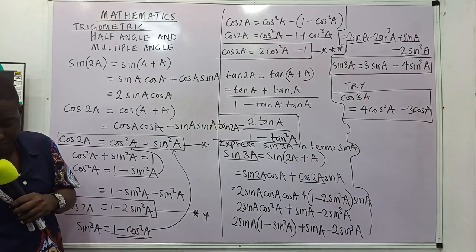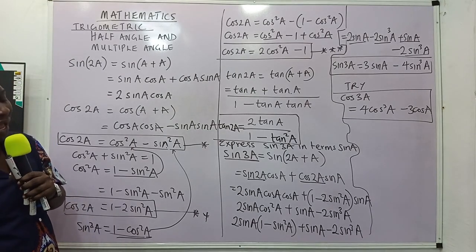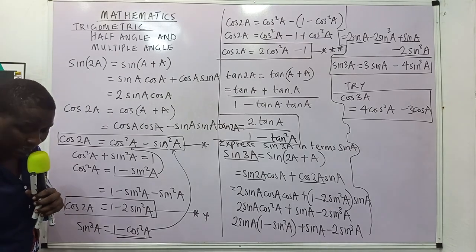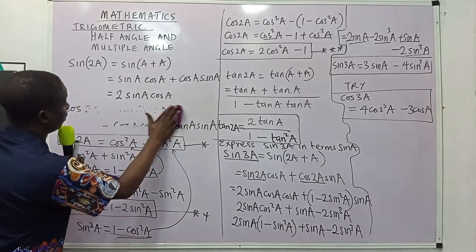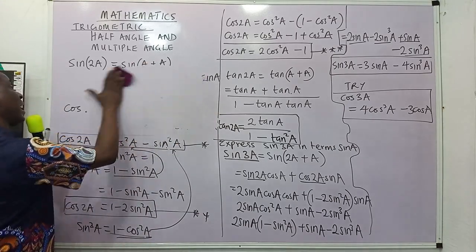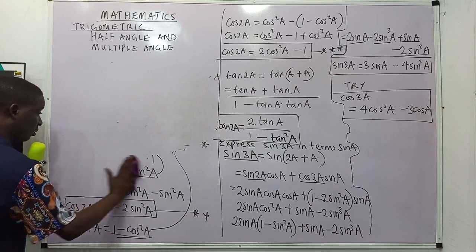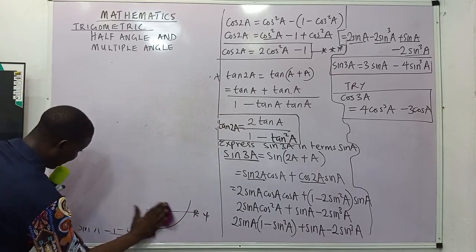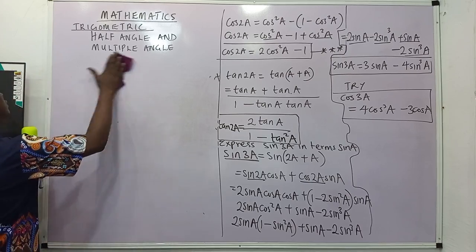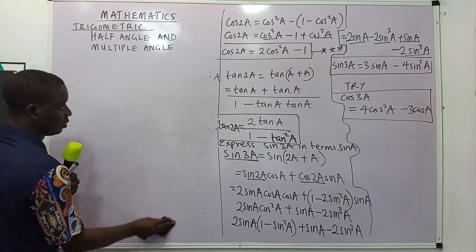Now, having done that, let us discuss half angle. If you talk about half angle, I've talked about multiple angle now. Multiple angles are higher angles. Half angles are what? Angles that are small.